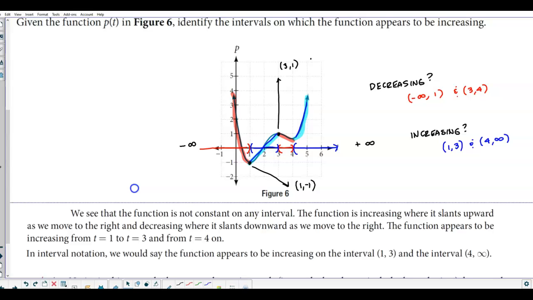So we can say that the local maximum occurs at the y value, which is 1, at x equals 3. And then over here we can say that the local minimum occurs at negative 1 at x equals positive 1.